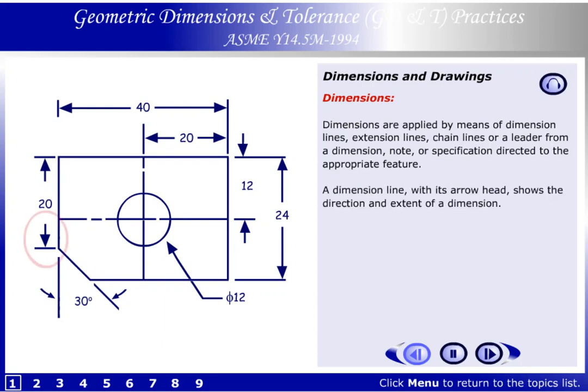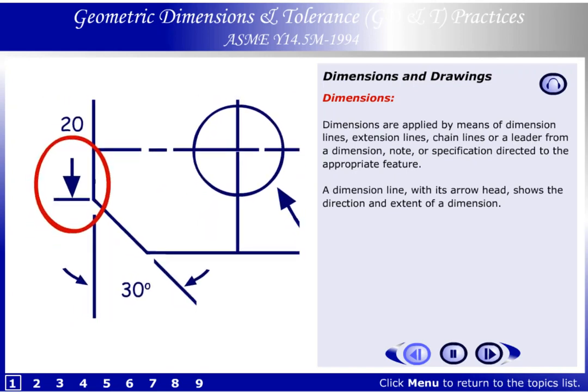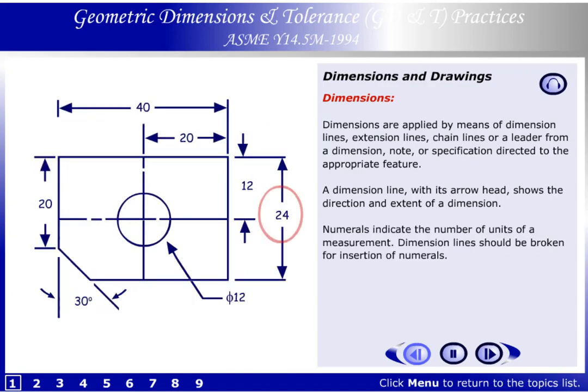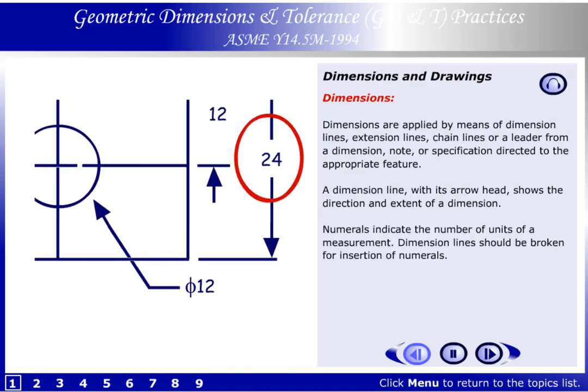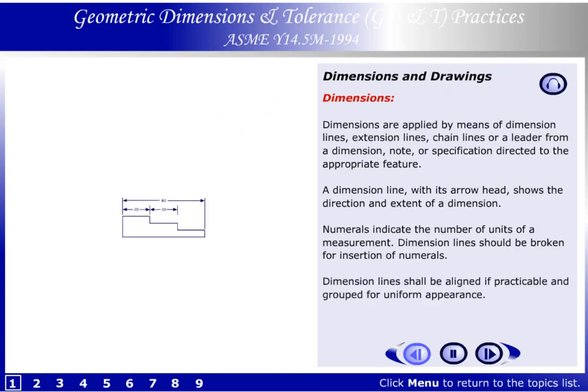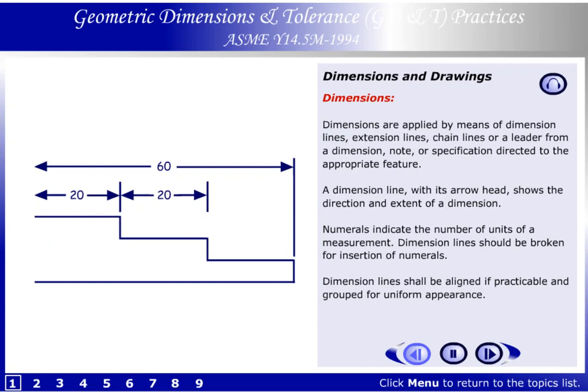A dimension line with its arrowhead shows the direction and extent of a dimension. Numerals indicate the number of units of a measurement. Dimension lines should be broken for insertion of numerals. Dimension lines shall be aligned if practicable and grouped for uniform appearance.